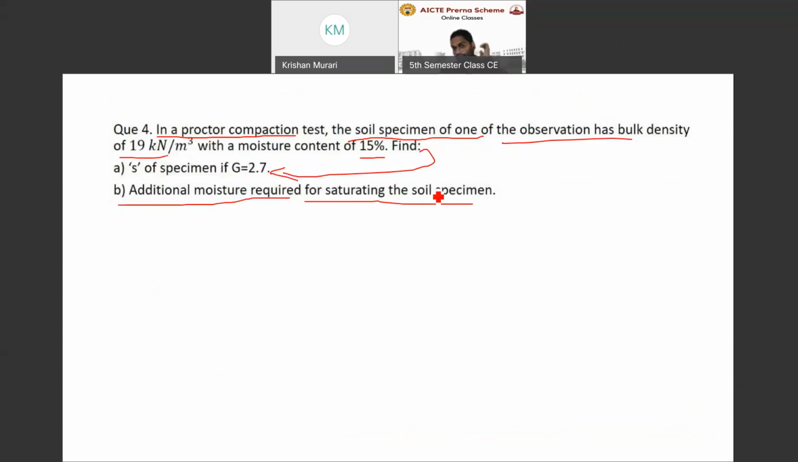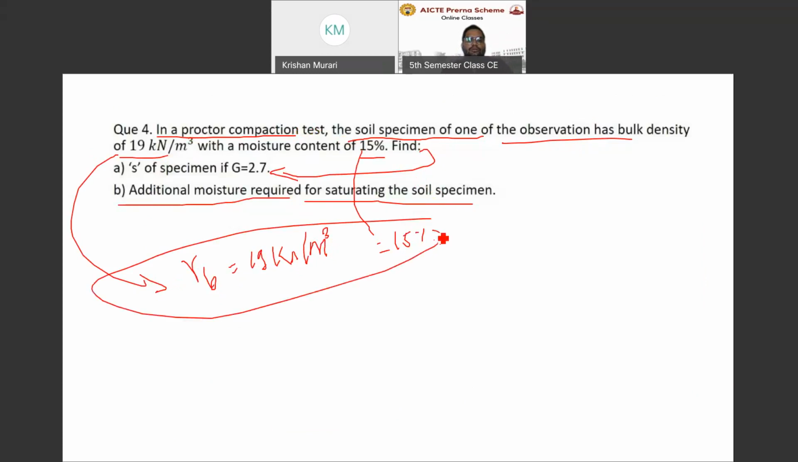Firstly, you have to understand what the question actually wants from you. In a compaction Proctor test, the observation bulk density is given, that is 19 kilonewton per meter cube, and the moisture content is also given as 15%. That is the same question that we did last time. He also wants to know the degree of saturation. All the data is given to you, so you can put all the values here.